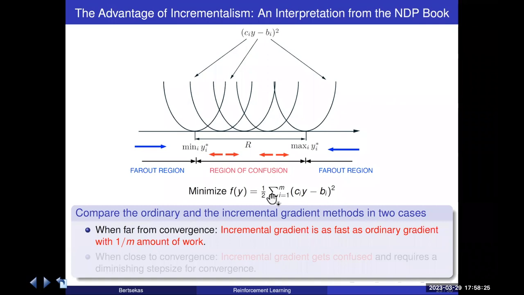Y is the variable, and CI and DI are the parameters of the quadratic. So here's Y, and here are the various components. Their minimum is at zero, actually, because if you take Y to be the ratio of BI and CI, then it's zero. So each one of those has a minimum that's zero. And the minima of all of these components are lying in some region, which I call capital R.